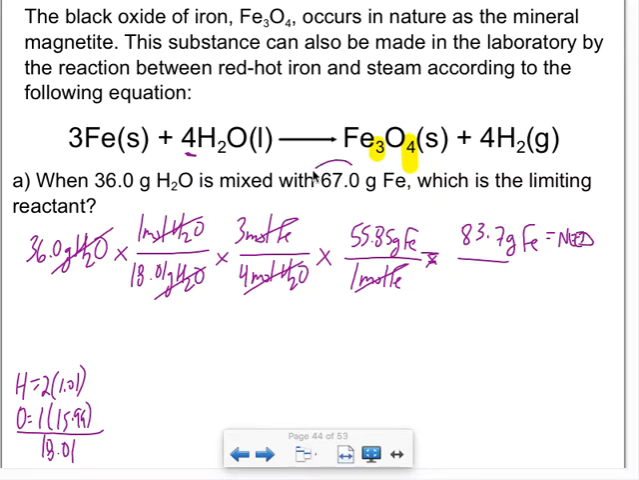Now this is what I need, and this is what I was given. I'm short. Because I'm short, iron is my limiting reactant, and water is my excess. So what's your limiting reactant? Iron.